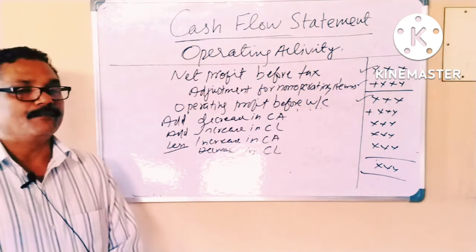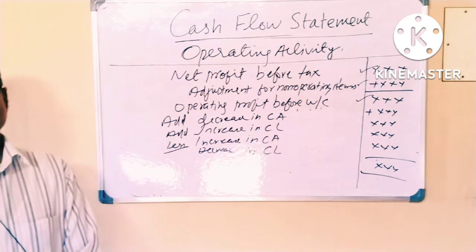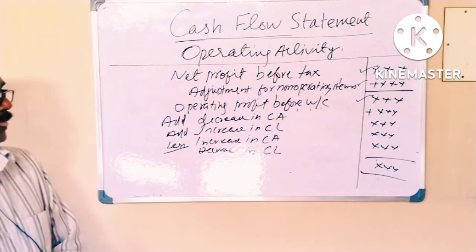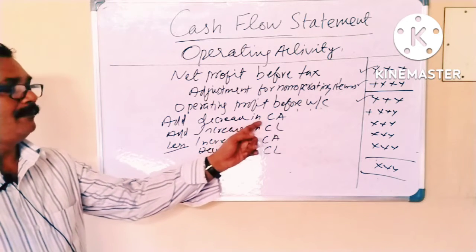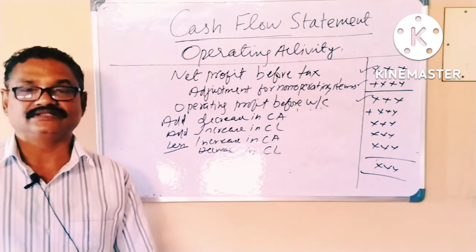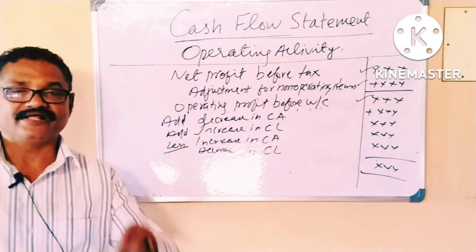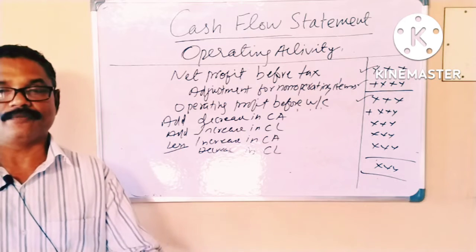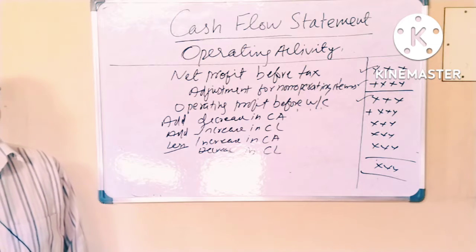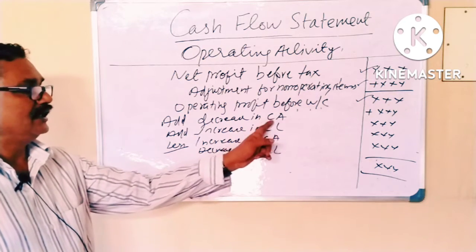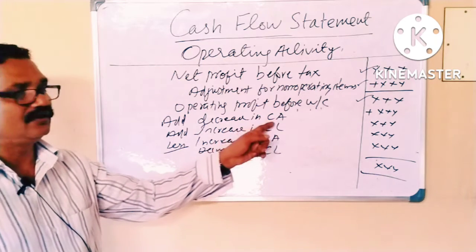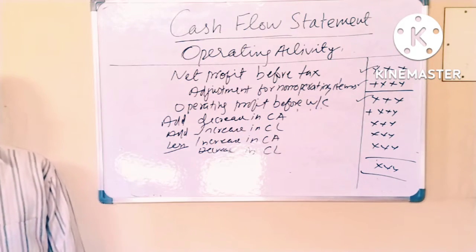So cash, bank, debtors, stock or inventories. Whatever the decrease in the value of current assets, where the value is coming down according to market conditions, such a difference we have to take here under the head add decrease in current assets.